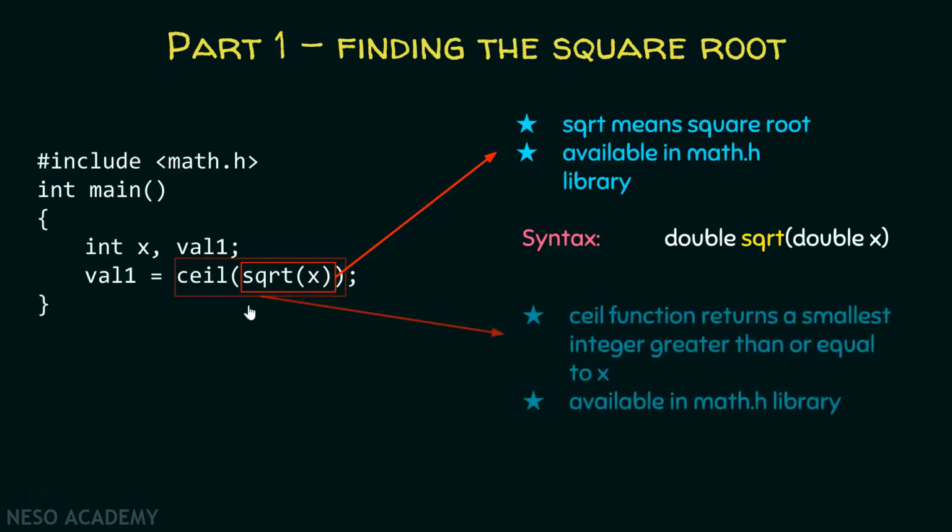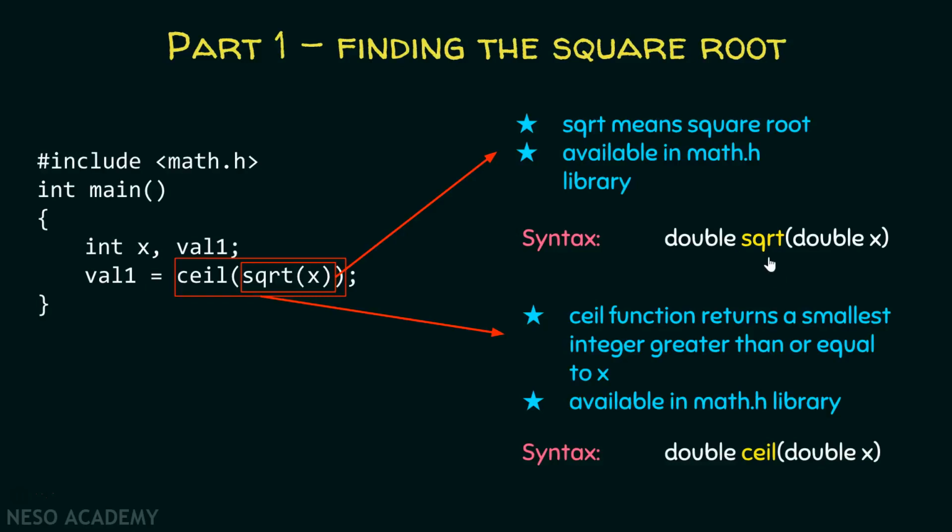What does it really mean? Ceil function returns a smallest integer greater than or equal to x. And this function is also available in math.h library. Syntax of this function is similar to that of square root function. It accepts a double value and returns a double value. Now let's consider one example in order to understand this code in a better way.